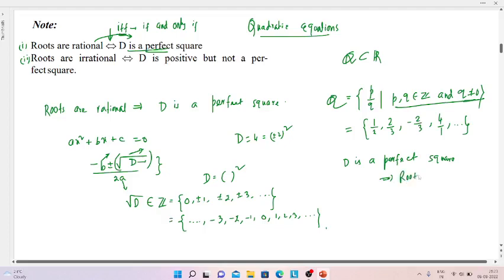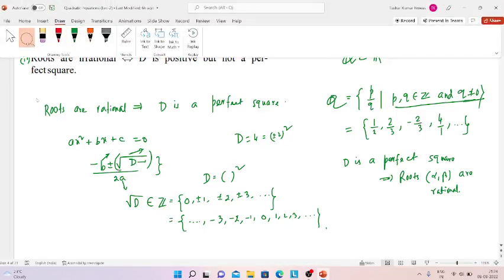roots, and I can write alpha and beta in the bracket because roots can be denoted like alpha and beta, are rational. You can write anything in place of alpha and beta, but I am just generally thinking about this particular alpha and beta. So you can understand that roots are rational implies and is implied by d is a perfect square.